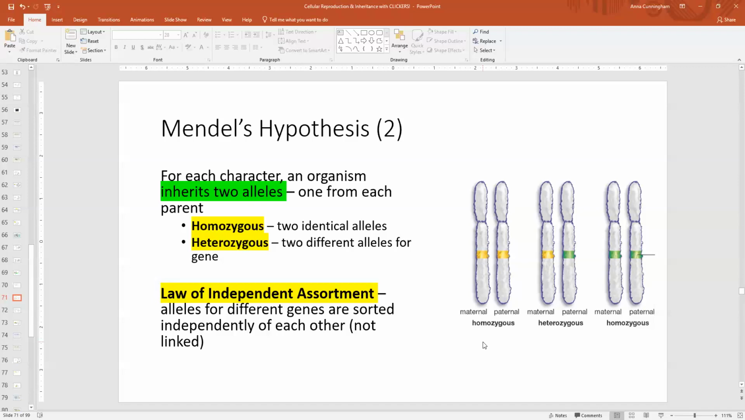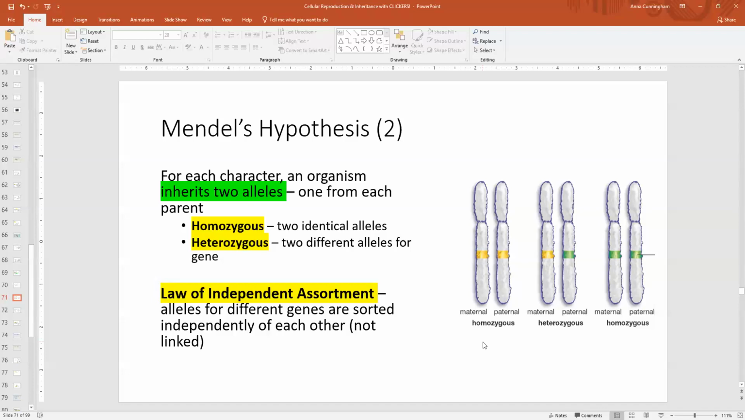And then in the middle, you can see a combination where the maternal chromosome carries the allele for yellow Ps, and the paternal chromosome carries the allele for green Ps. So these are different versions of the same gene. Because the offspring inherited two different versions, we call that heterozygous. Hetero meaning different. So heterozygous chromosomes means they have different versions, or different alleles, again of the same gene, so still talking about P color, but that organism has the alleles for both yellow and green.